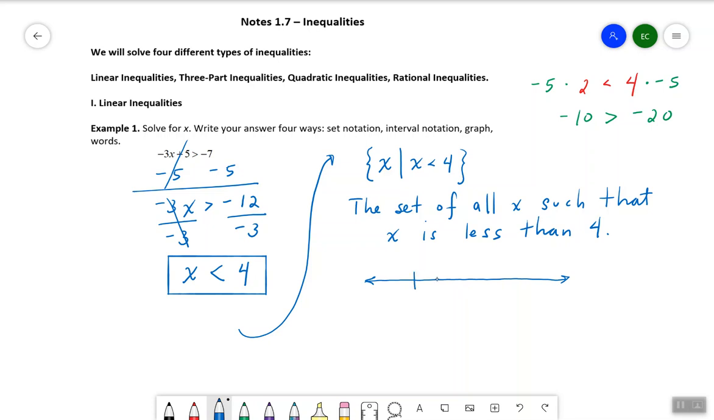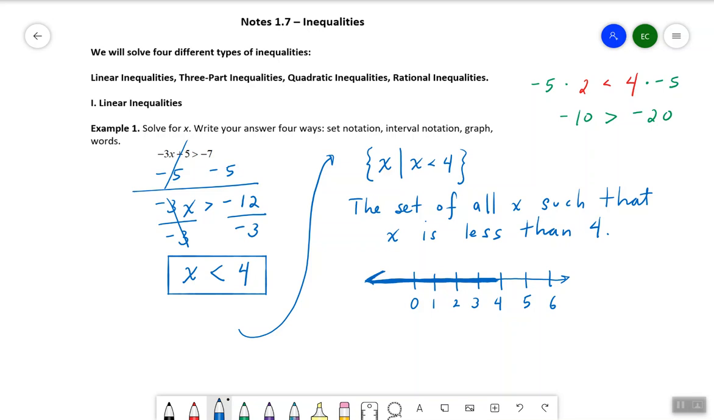And then we'd like to label some values on that axis. So we put some tick marks here, and we can just start with 0 and 1, 2, 3, 4, 5, and then maybe one more. Let's just go up to 6. And if we're saying all the numbers that are less than 4, all those numbers are to the left of 4, so what we do is we shade the number line to the left of 4. We're just going to darken it in there. We'll try to make it neat. Sometimes this gets a little messy.